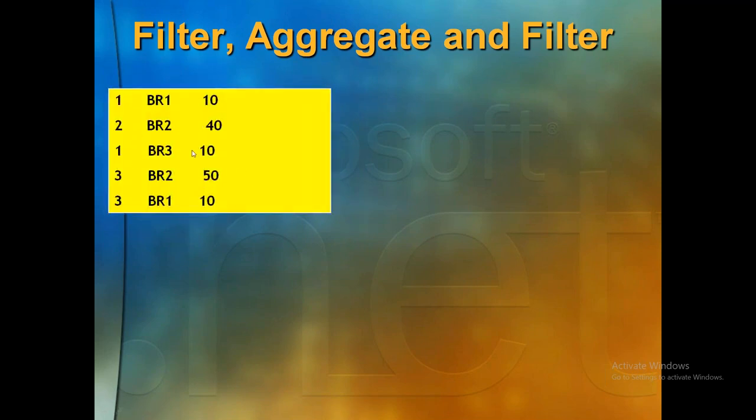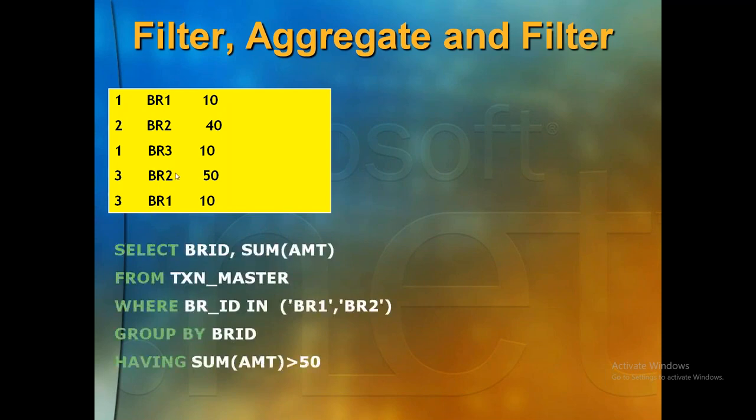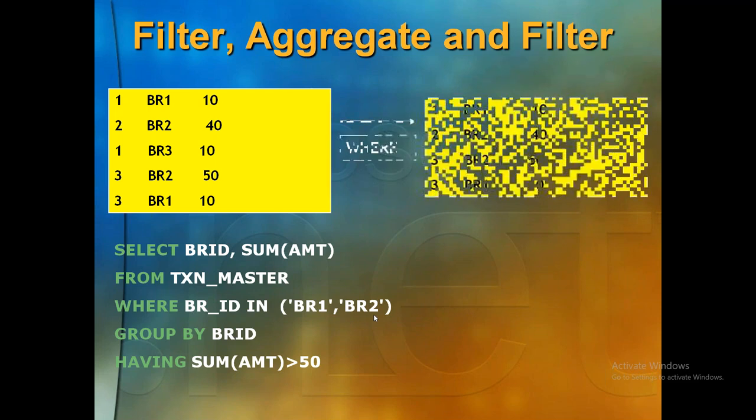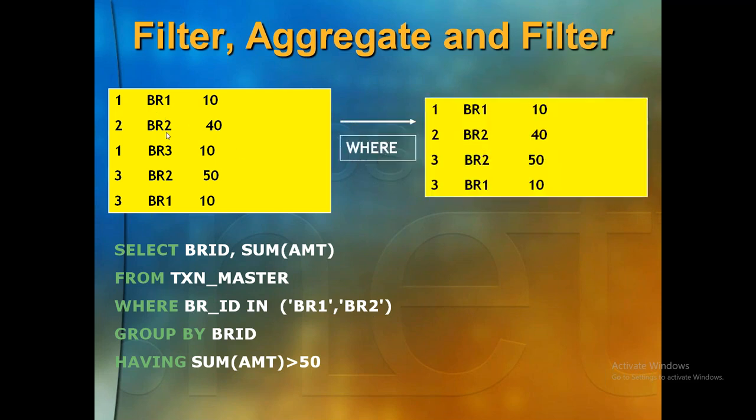So this is my data, and this is a transaction table. This is the query. What is the table name? Transaction master. So branch ID, sum of amount. What I am trying to do is go to this table where branch ID in BR1 and BR2. First, the where clause is going to be applied. BR3 data got eliminated. Have you seen the first filter clause, that is, the where clause applied?